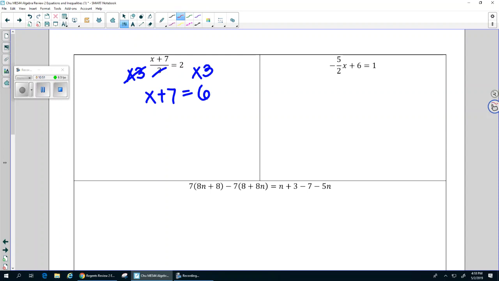The next thing you want to do is get x by itself by subtracting 7 from both sides. This is the subtraction property of equality. Subtract 7 from both sides, the 7's cancel out, I get x equals -1.